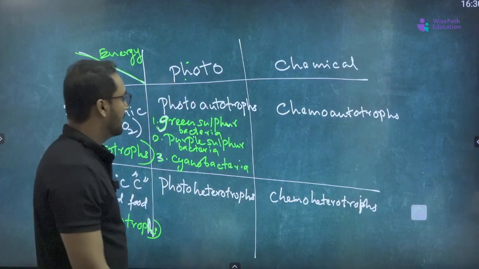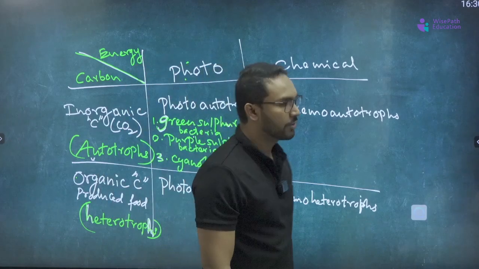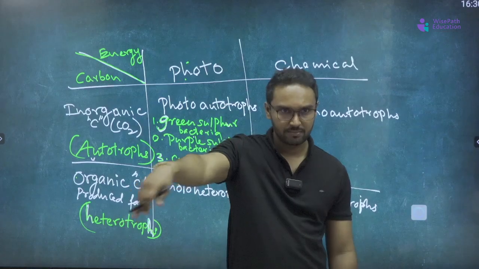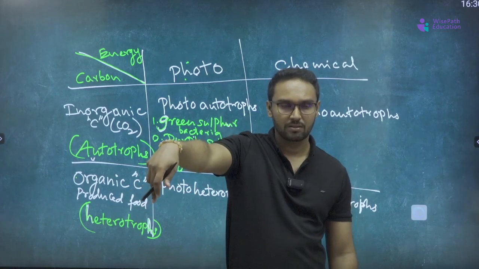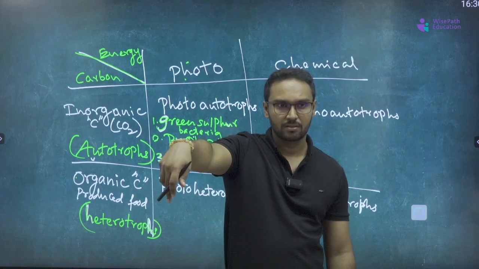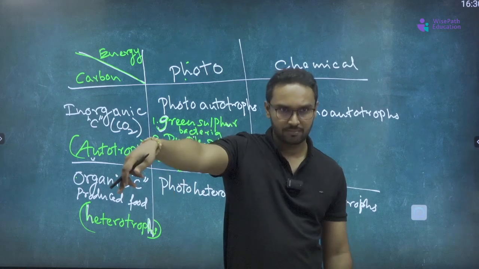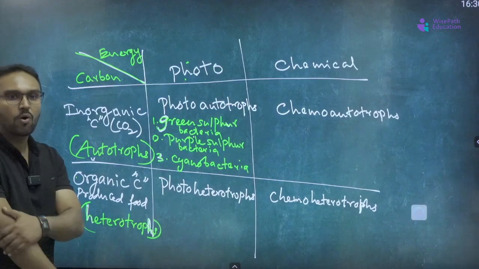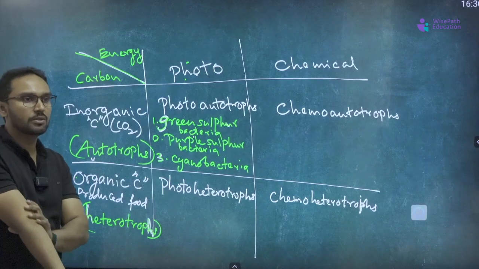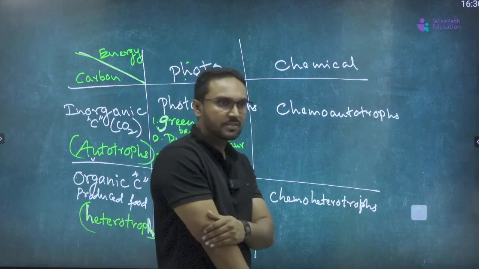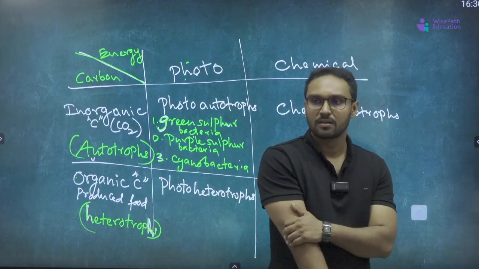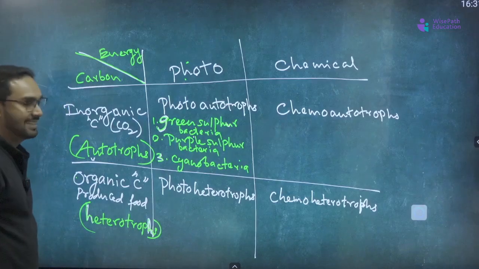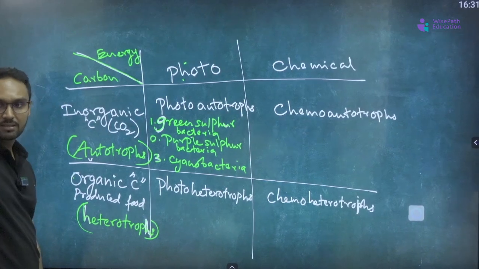And for chemoautotrophs, there are only 2 examples given. What are the 2 examples? Do you know any of the examples for the chemoautotrophs? Yeah, it's given in the tube.